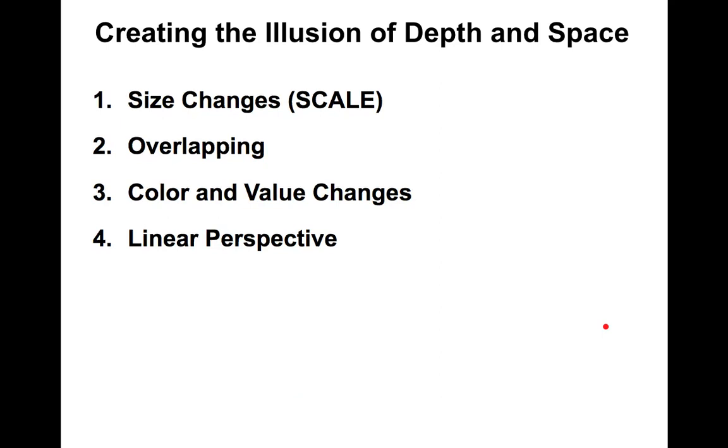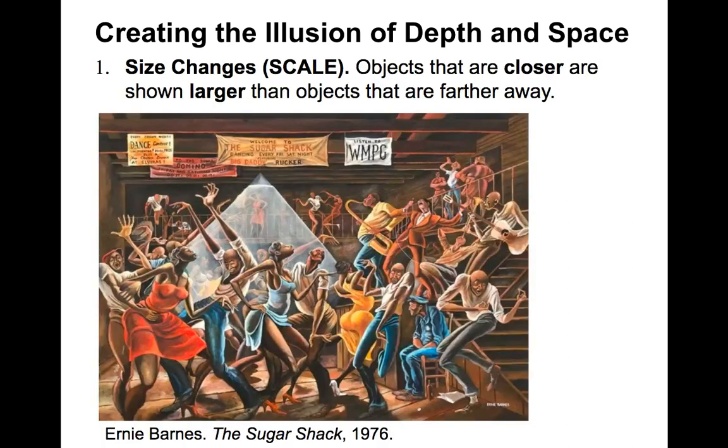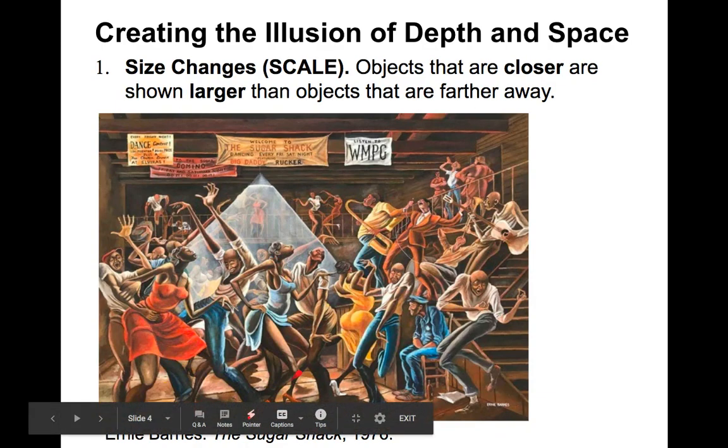So creating the illusion of depth and space, how do we do this? Through size changes or scale, overlapping, color and value changes, and linear perspective. We're going to look at each of these one by one. Size changes, scale. Objects that are closer are shown larger than objects that are further away. This is an Ernie Barnes painting called the Sugar Shack. You can see the people back here are much smaller than the people in the front.